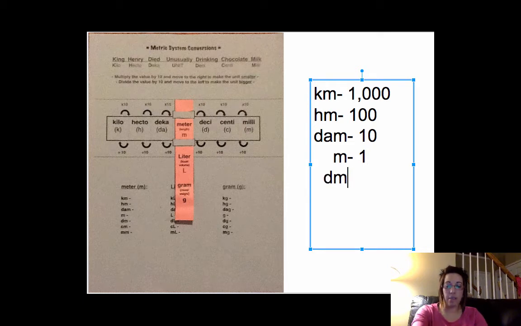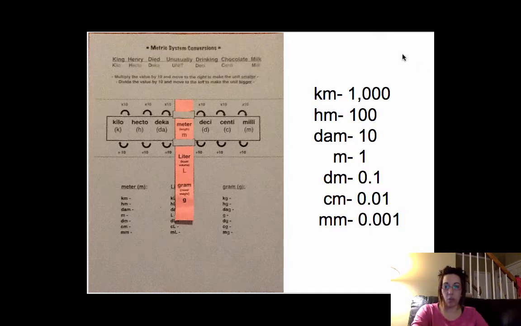We have a decimeter, which is going to be 1/10. A centimeter, which is 1/100. And a millimeter, which is 1/1000 of 1 meter.